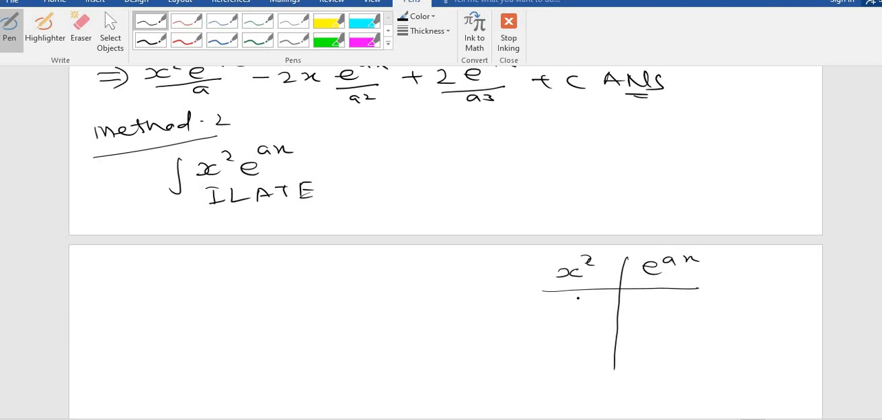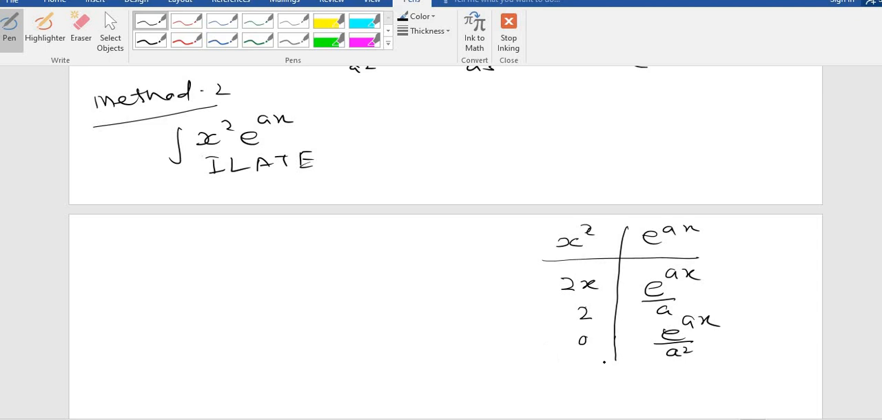So what you have to do? Differentiate up to where you get the derivative of that term as 0. First differentiation 2x, second differentiation 2, third differentiation 0. Now you need to integrate 3 times because of the 1, 2, 3 here. First integration e power ax divided by a, second integration e power ax divided by a square, and third integration e power ax divided by a power 3.